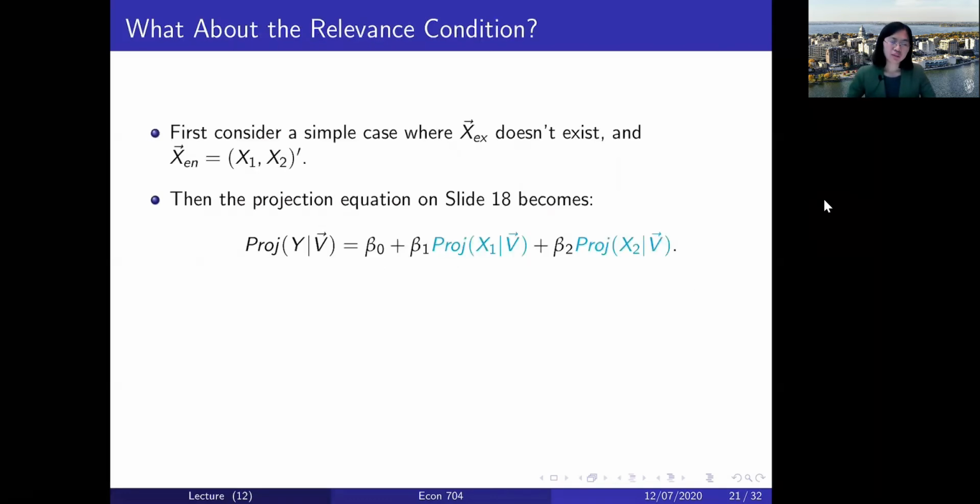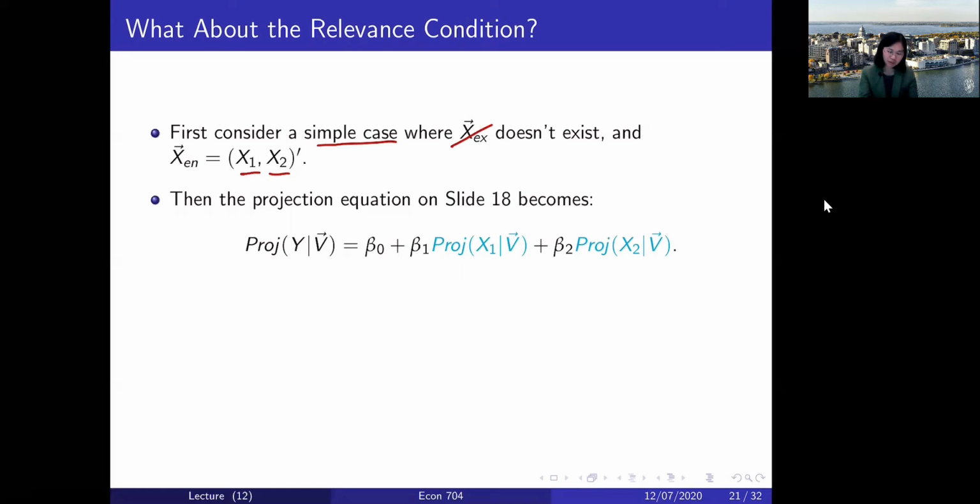Now, we ignored the relevance condition for the instruments. Now let's talk about the relevance condition. What does the relevance condition imply? And where does it come in? In order to see clearly where it comes in, consider this very simple case where there are no exogenous covariates, but there are two endogenous causal variables. There is no exogenous causal variable, but there are two endogenous ones.